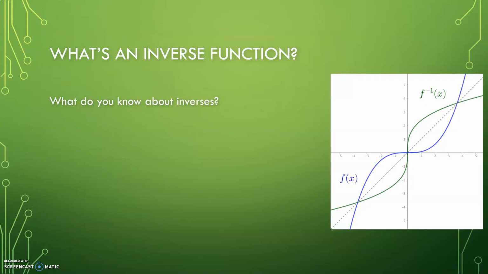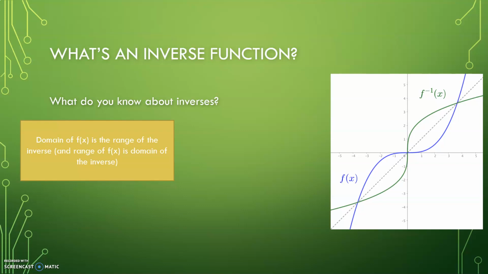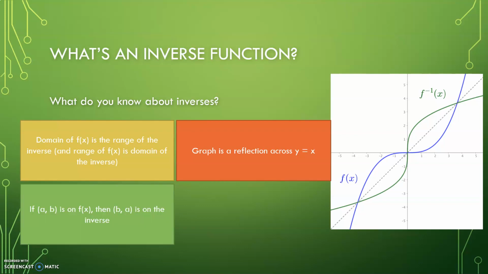Before we do that, though, let's take a look at inverses just to remind you about what we should know about inverses. First of all, we know that the domain and range are swapped. So the domain of f would be the range of the inverse and vice versa. We also know, and there's a picture of it right there, that the graph of the inverse is going to be a reflection of the function across the line y equals x. And the reason for that is that all of your ordered pairs on the inverse are swapped. So if a comma b is on f, then b comma a is on the inverse.